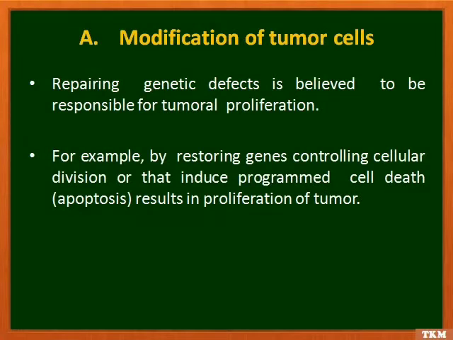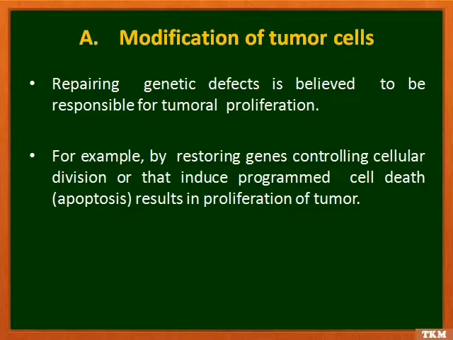Starting with modification of tumor cells. Repairing genetic defects is believed to be responsible for tumoral proliferation. Now what are they trying to say? Many times we use gene therapy to repair the genetic defects by replacing the altered gene with the properly functioning gene. But in many clinical trials, this repairing of the genetic defect was found to be responsible for cancer.